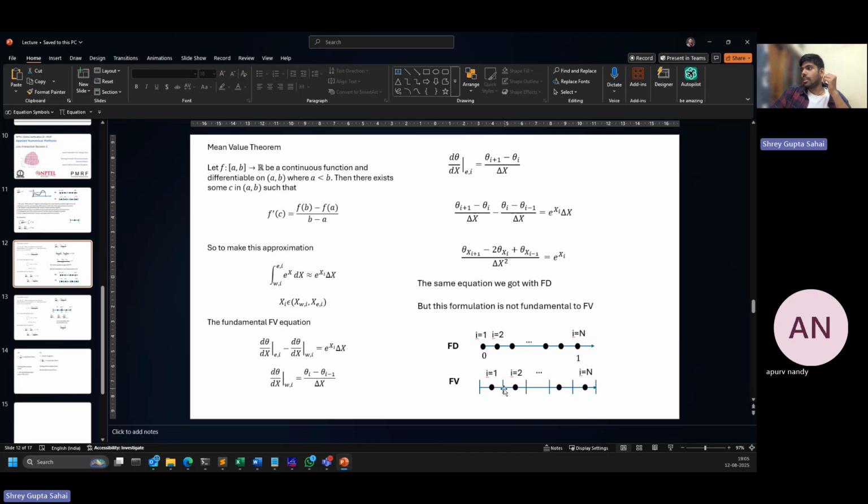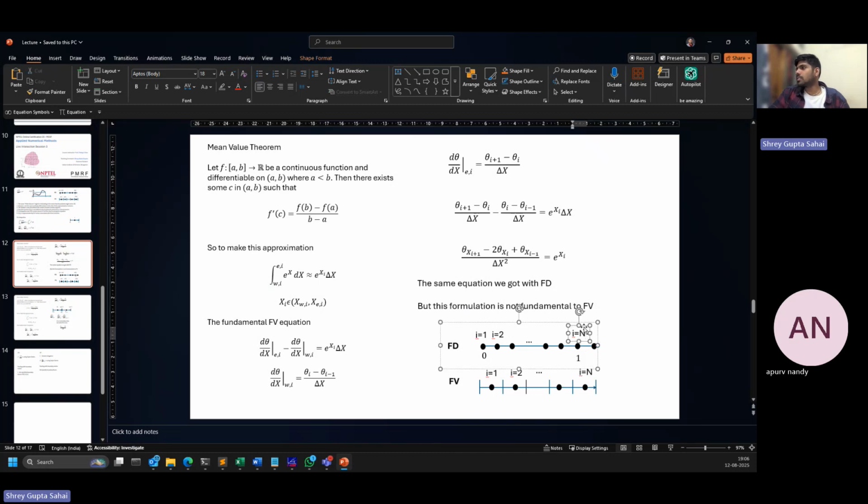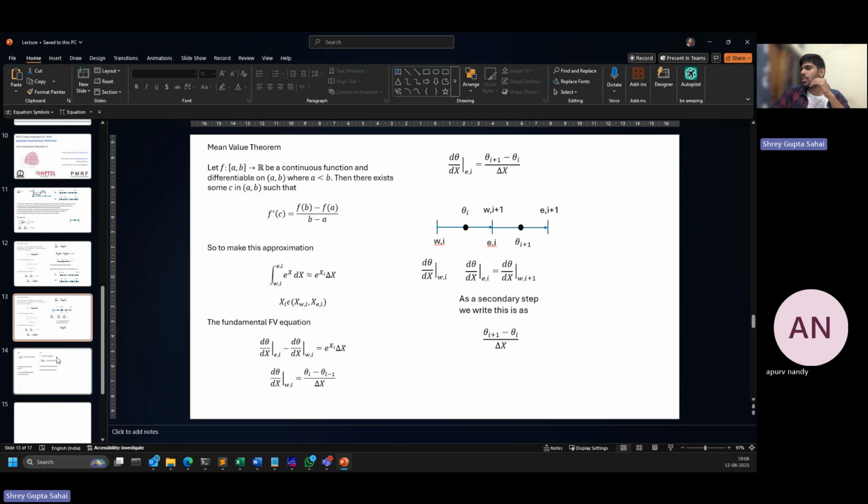If you shift your theta i's to the boundary, or shift them by delta x by 2, essentially you will go into the finite difference regime. You will go into a finite difference scheme. You also note here that for the same discretization, you will have an extra node in finite difference, n plus 1. Here you have shifted a little bit, so you will have one lesser theta value. But that does not matter.